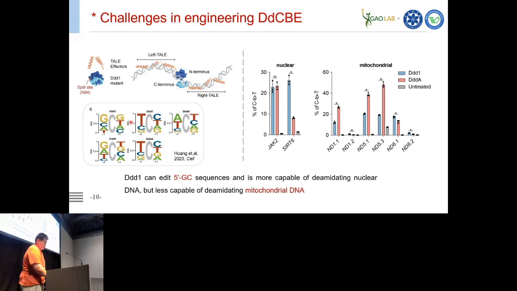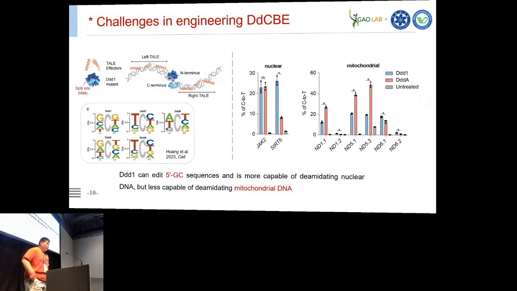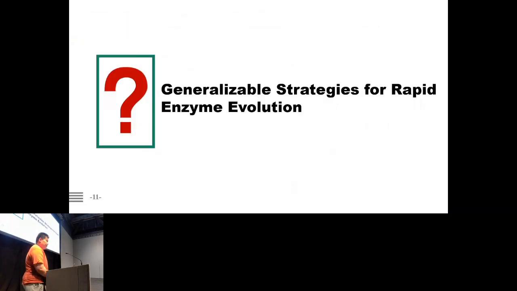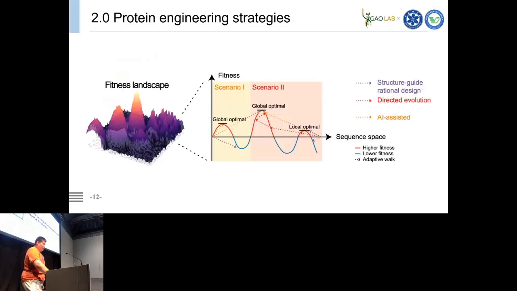But there's a catch. DddA1 works in the nucleus, not mitochondria. We tried many rounds of engineering to improve its mitochondrial activity, but with little success, likely due to the different cellular environment. So the challenge reminded us, even with structural insights, traditional protein engineering can be slow and unpredictable. So we started thinking, could AI help us evolve better proteins in a faster, easier way? Inspired by our success in structure mining, we set out to explore AI-guided evolution as a new method.